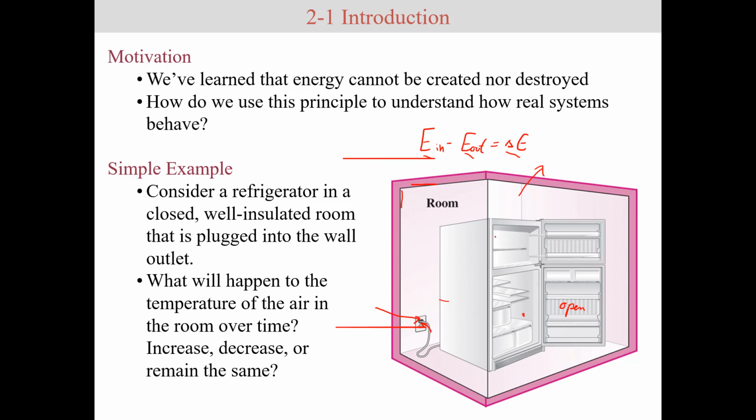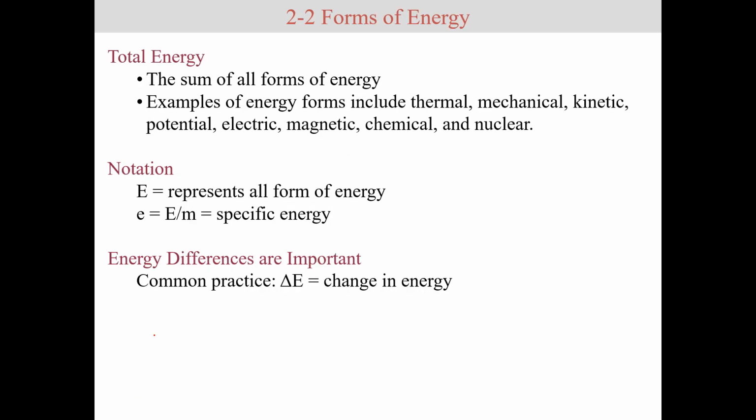So in this case, all I have is an energy in. I have no energy leaving the system. So all the energy in has to result in an increase in energy of the system. And that results in an increase in air temperature. And that's independent of the efficiency of the refrigerator. So as we go through this, we're going to be looking at ways to understand the first law, where the example we looked at is just one example of how we can do that.